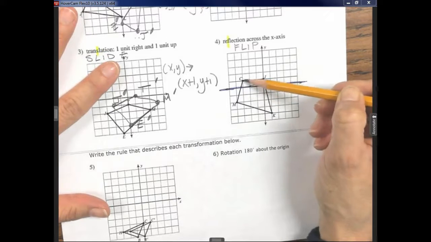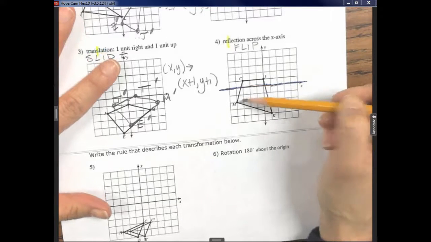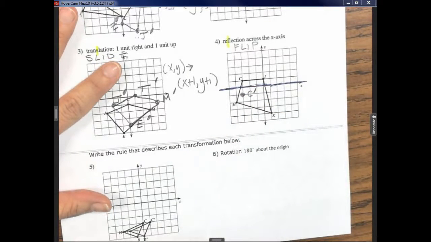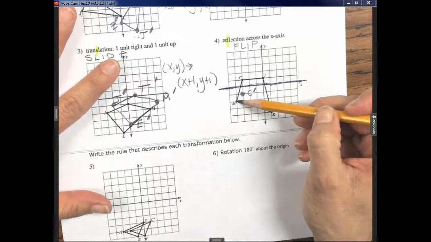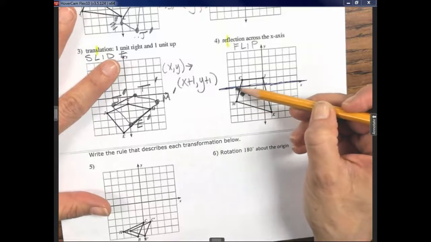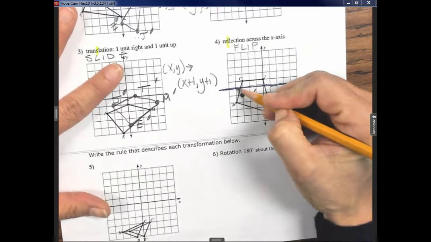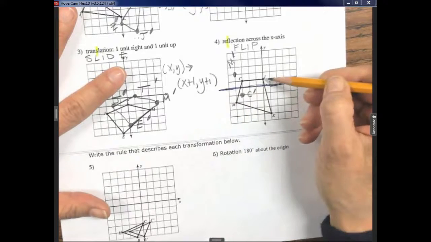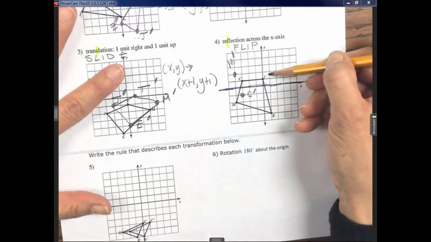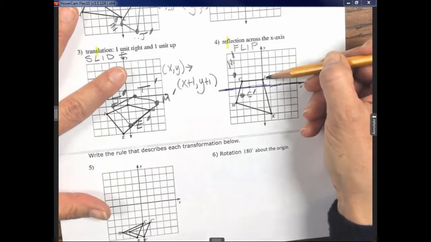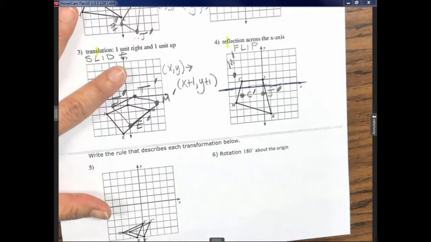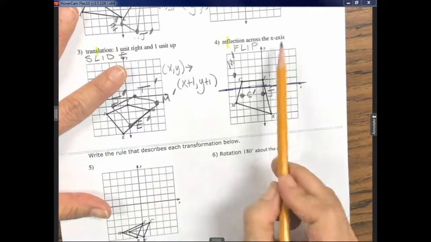How many spots above is C from my flip line? So go 1 place below your flip line and write C prime. Find letter M. M is 2 places below the flip line. Where is M prime? 2 places above. So M prime. Find J. How many places above the flip line is J? So where's J prime? 1 below the flip line, directly below it. Don't move sideways, just moving up and down the x-axis.